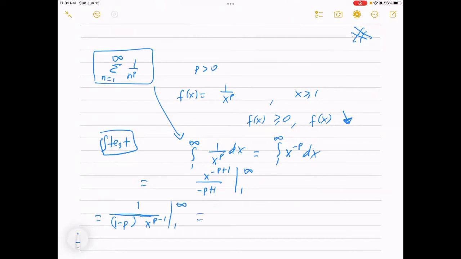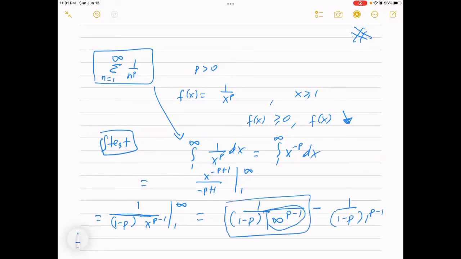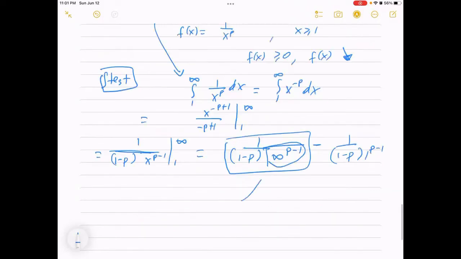So we substitute the upper bound, substitute the lower bound. So we're going to get 1 over 1 minus p times infinity to the p minus 1, minus, substituting 1, we get 1 over 1 minus p times 1 to the p minus 1. So you see, everything depends on what is going on with this guy. So what is going on here?